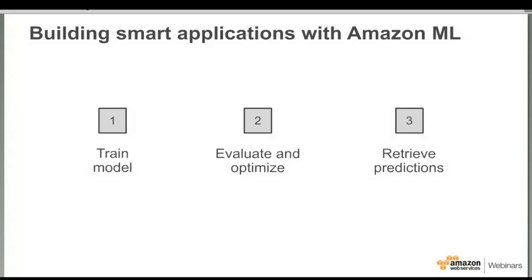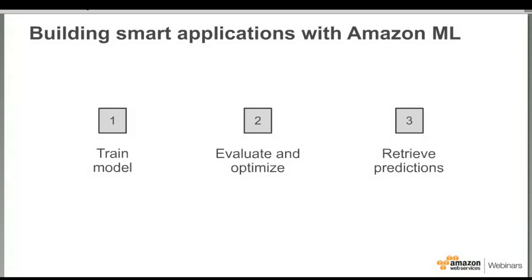So what I want to do now is take you through a little journey of what it's like to build a smart application with Amazon Machine Learning. And this journey really has 3 stages. In the first stage, we train a machine learning model from the data that is already available. That's our historic data. In the second stage, we evaluate the model to see how good it is and we optimize it. And in the third stage, we get predictions.